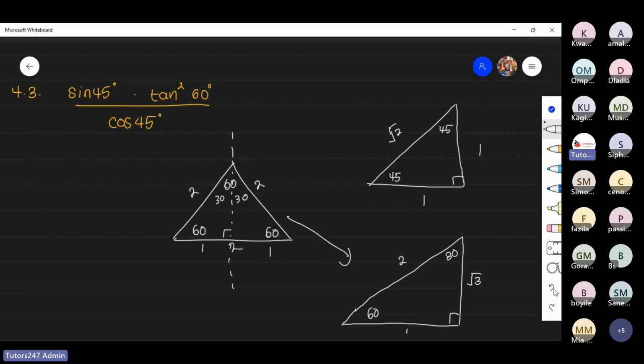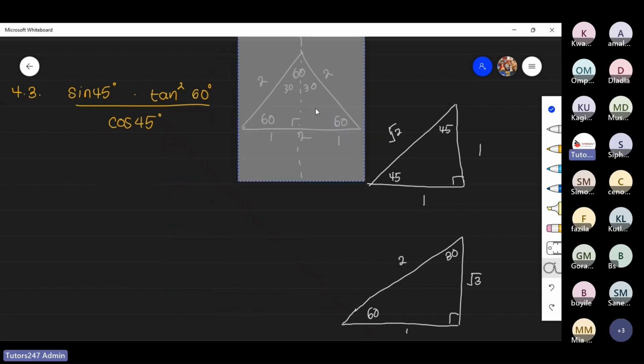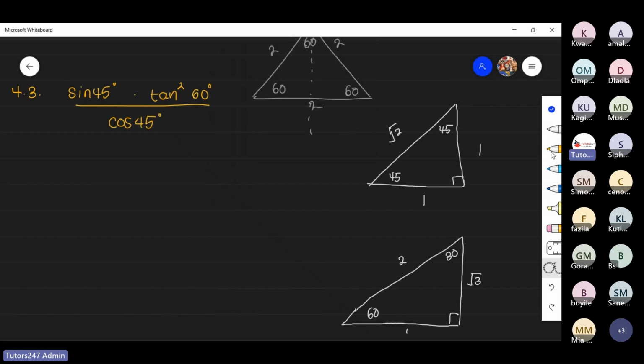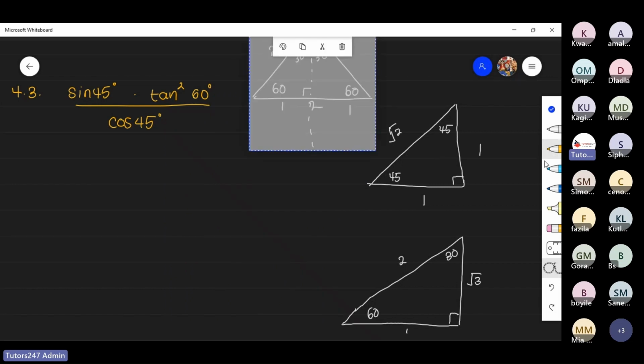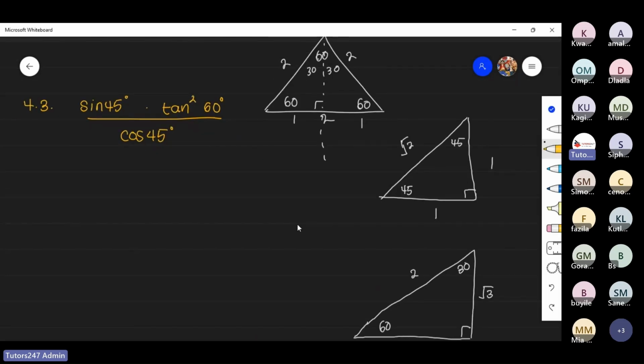That is important. Now, let us try to continue with our question. Before we do that, let me just move this to the side quickly. Okay, so we are going to use these triangles to now find what is sine of 45, tan of 60, and cos of 45. Now, if you don't want to use the triangles, or if you don't know how to use them, or if you forget them, you can always use your calculator.